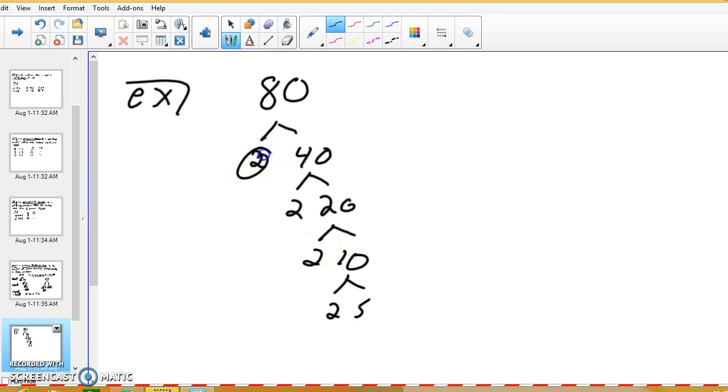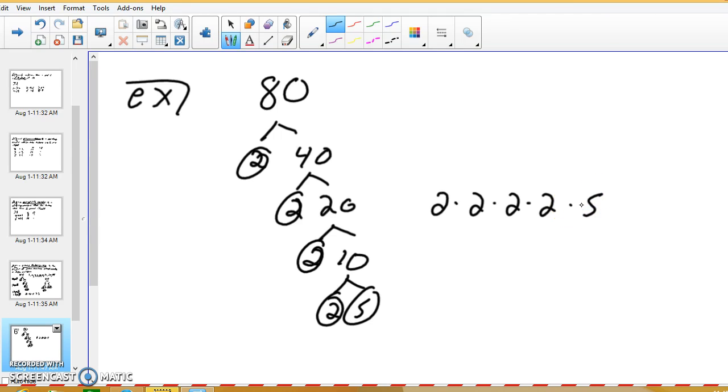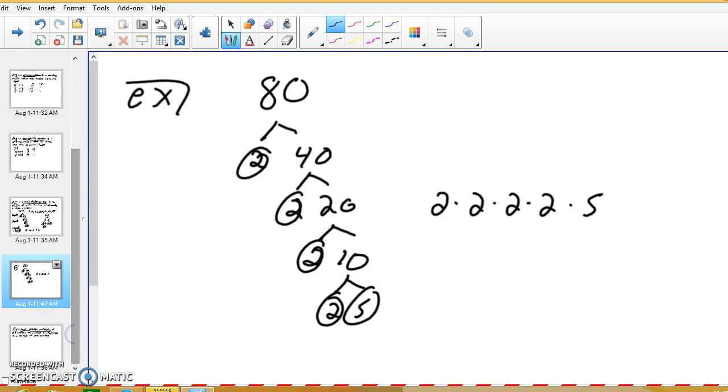The next step, identify all of your prime numbers. The third step, write them out. So the prime factorization of 80 is 2 times 2 times 2 times 2 times 5. So hopefully now you're able to find prime factorizations of any numbers.